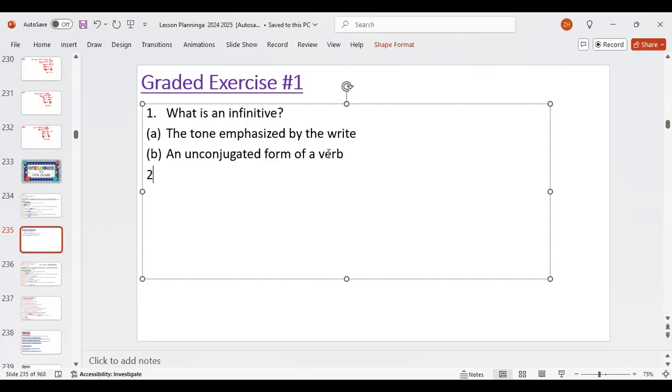Number 2. What word typically comes before infinitives? Mr. Petit, can we write the question and just write the answer? No, you write the options as well. Mr. Petit, you say write the options too? Yes, write the options as well.